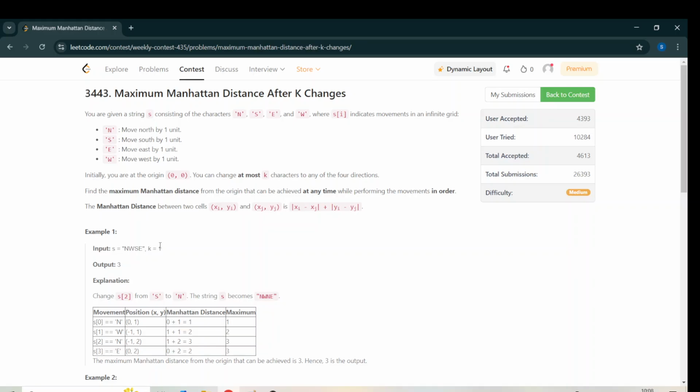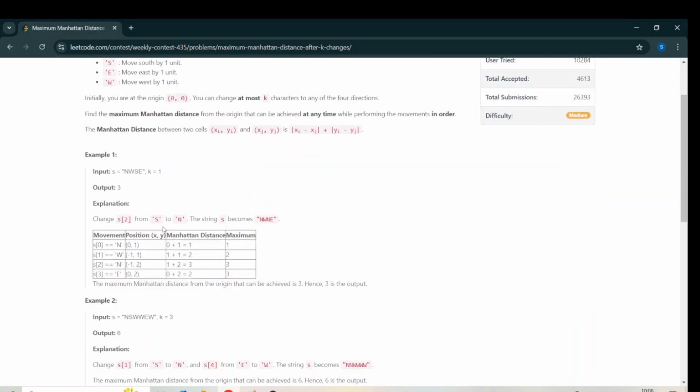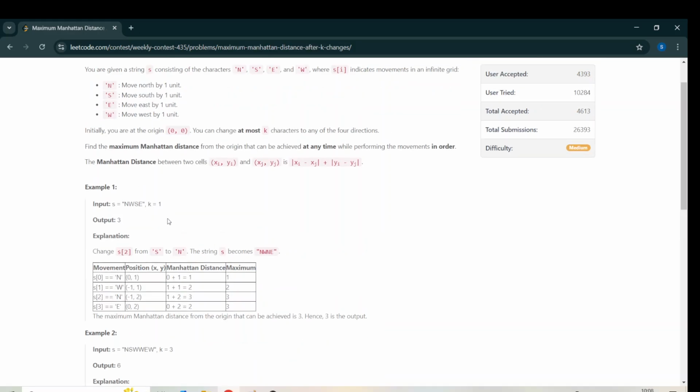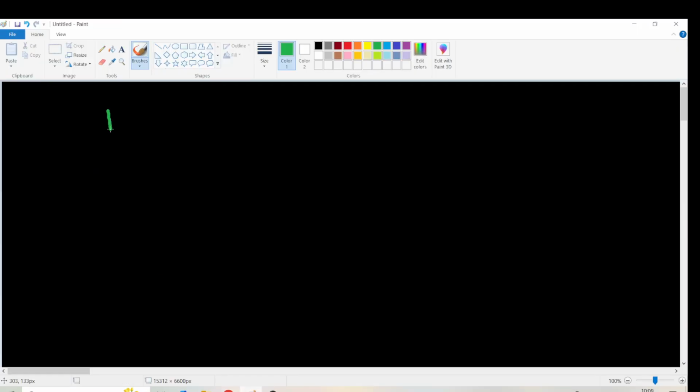So we can change at most k characters in the direction string, and after that we have to find the maximum Manhattan distance we can achieve from 0, 0. Okay, so let's take the first example. What is the first example? First example is NWSE. Okay, so let me write it here. Our first example is NWSE.